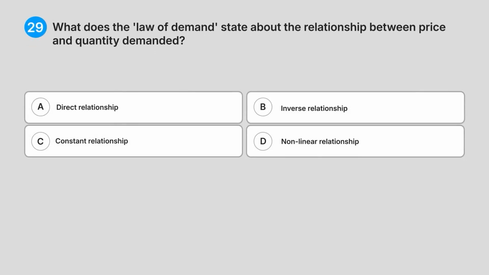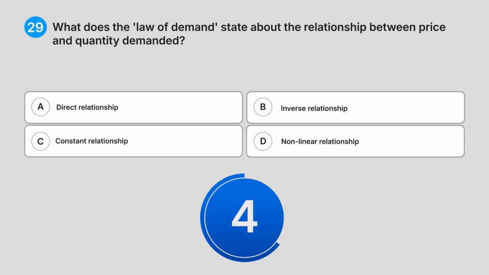29. What does the law of demand state about the relationship between price and quantity demanded? A. Direct relationship. B. Inverse relationship. C. Constant relationship. D. Non-linear relationship. What do you think is the answer?